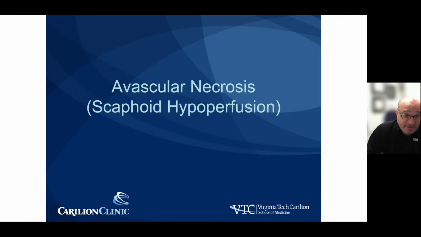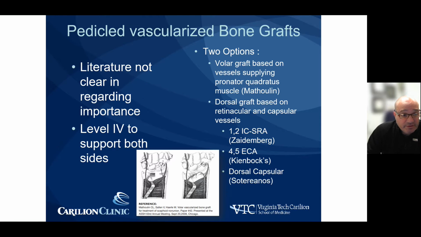A little bit about avascular necrosis, scaphoid hypoperfusion. This is what I would recommend you think of it. In terms of scaphoid fractures, especially for the proximal pole, the literature is not clear regarding its importance. There's level 4 evidence to support both non-vascularized bone grafting versus vascularized bone grafting. There are 2 types of bone grafts, the free bone graft and the pedicle bone graft.